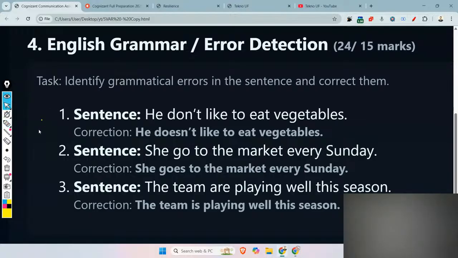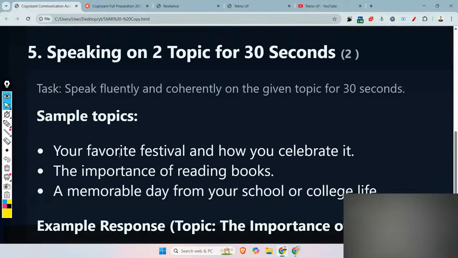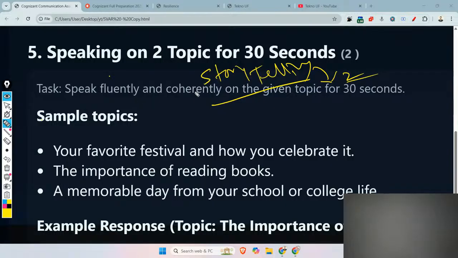So let me discuss the next section, and that also will play a major role in your total cutoff. Speaking on the topic, this was the section name earlier, but this year the name of the section will be storytelling. You will see there will be a total of 2 topics. At first, you'll be given topics like: your favorite festival and how you celebrate it, a memorable day from your school or college life. Also a very hot topic is your favorite teacher, the best character, your father, your mother.